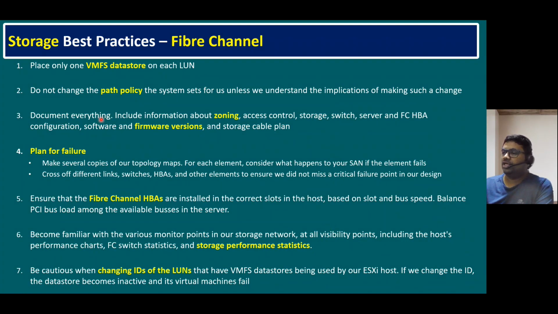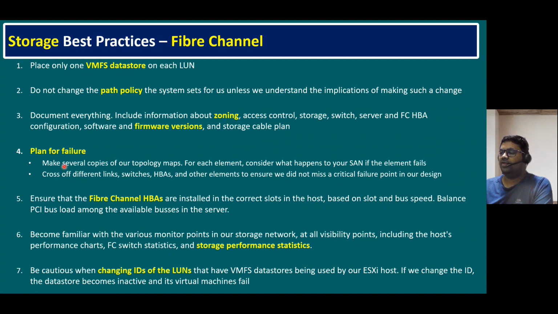Same as vMotion and vCenter features, even for Fibre Channel we require VMFS storage and also a path selection policy. It's recommended based on the storage vendor. We can choose a path selection policy like Fixed, MRU, or Round Robin. Whatever recommendation is given by the principal vendor, accordingly you can choose the storage path selection policy. We can also maintain a document for all your storage information: zoning, LUN masking, firmware versions, and so on. It's really useful when you are performing troubleshooting.